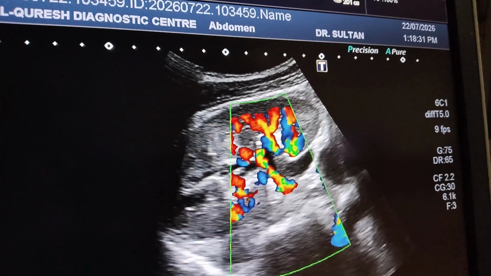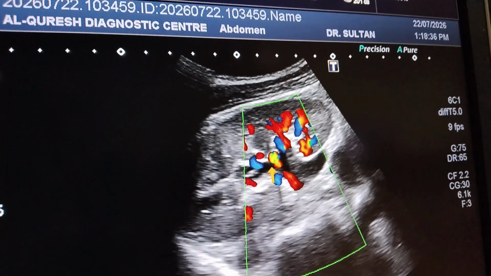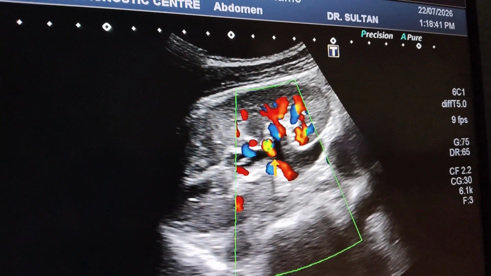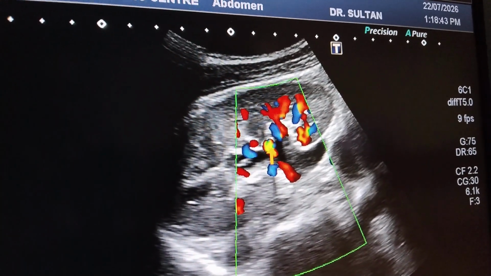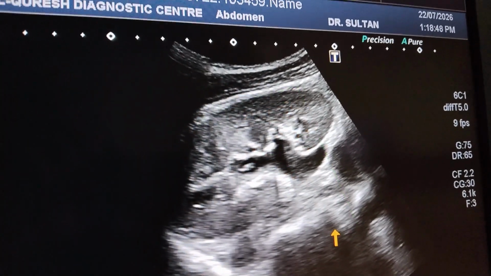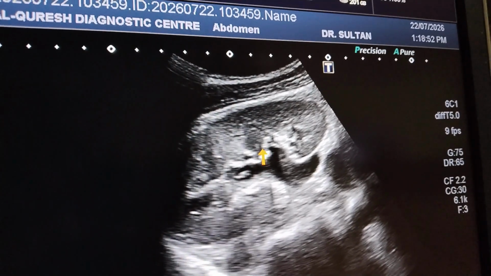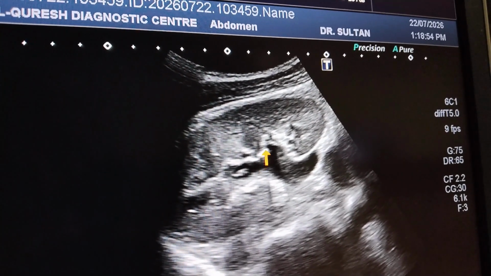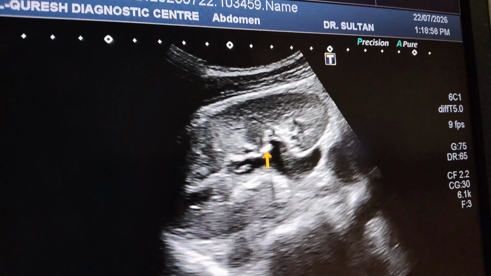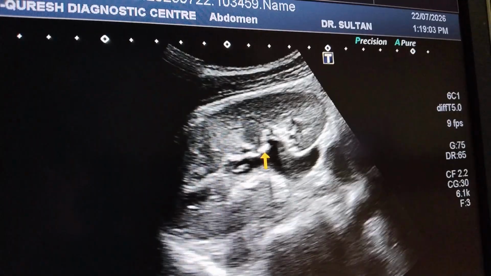Now look here, we have seen this. This is also color mixing, and I am now removing the color box. Look here, this is another echogenic focus which is present in the minor calyces very close to the papilla. So this is another tiny stone, we can call it a microlith.